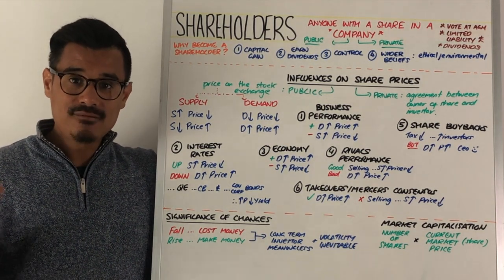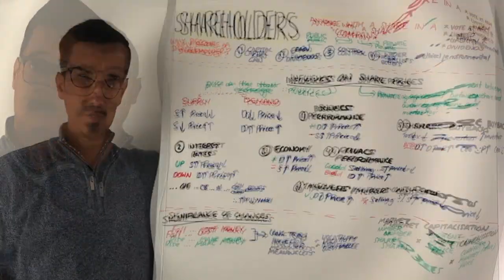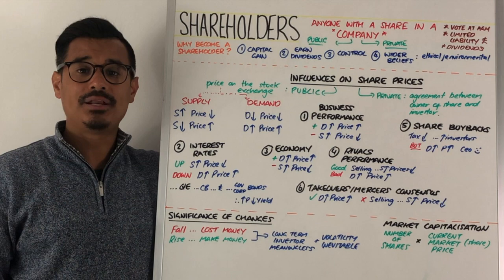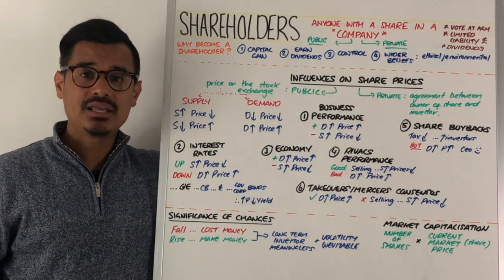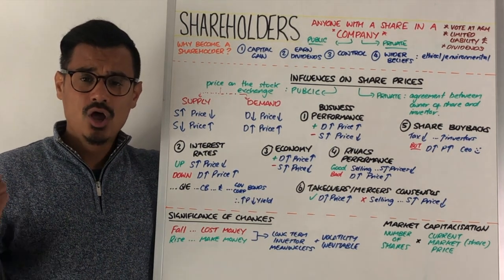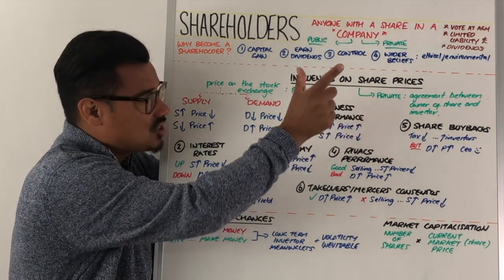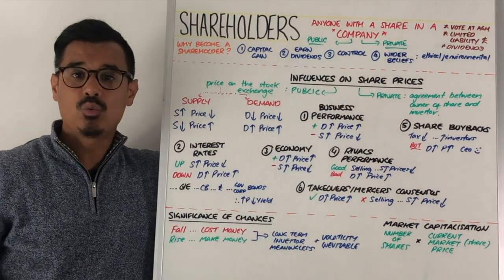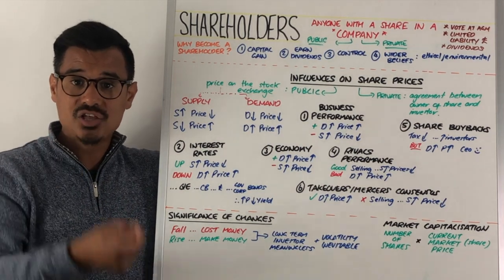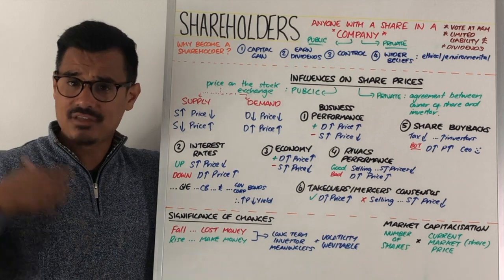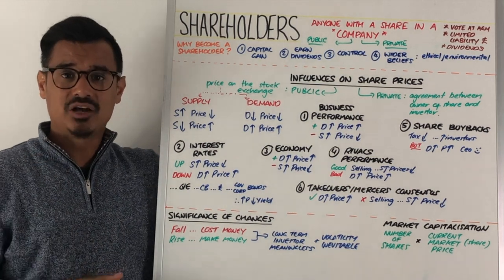Now let's look at the influences on share prices. So when we're thinking about influences on a share price, we need to split a company into a private limited company and a public limited company. A private limited company, well, the price of the share will be solely defined by the agreement between the owner of the share and the person that's buying that share, being the investor. And what they agree, if they agree £2 a share, that's the price of the share.